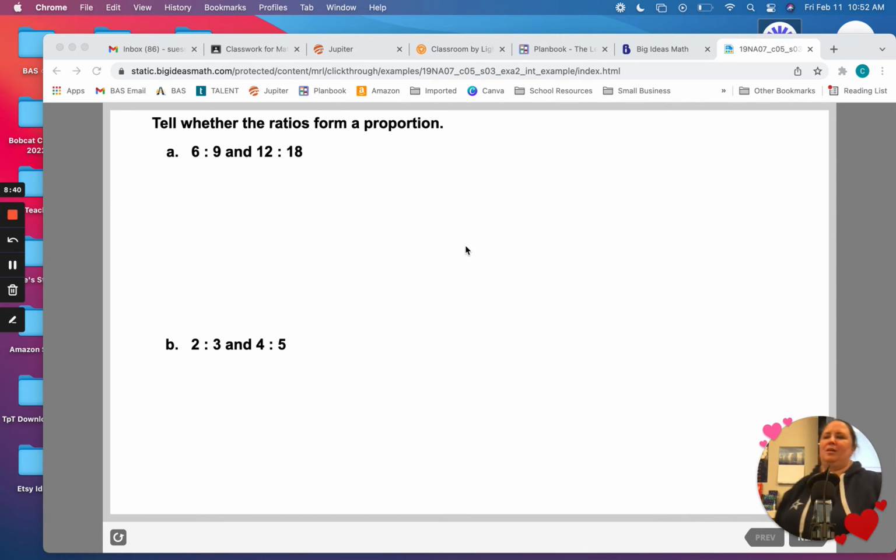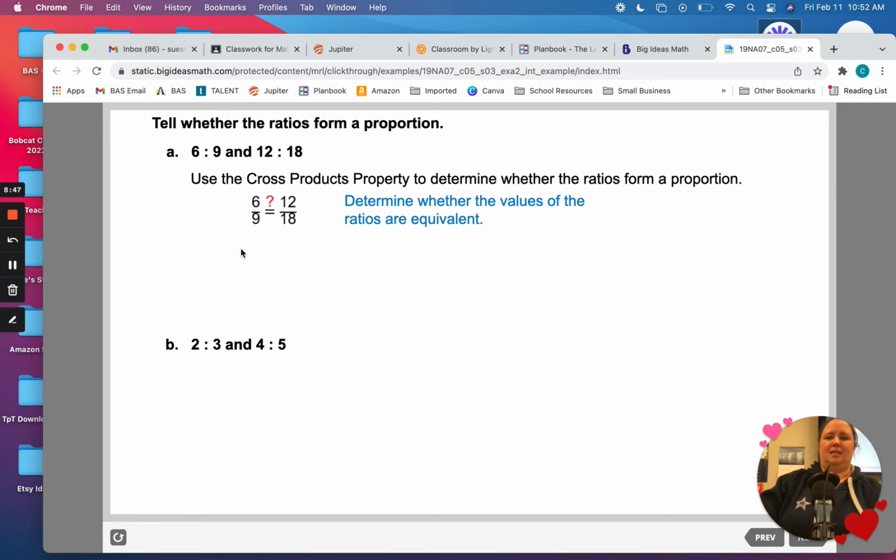So we're going to tell whether the ratios form a proportion. So we're going to set this up as cross products. This is the easier way. This is the way I prefer to do it. And determine whether the ratios are equivalent. So what is 6 times 18? Let me show you. What is 6 times 18? 108. Okay. And what is 9 times 12?